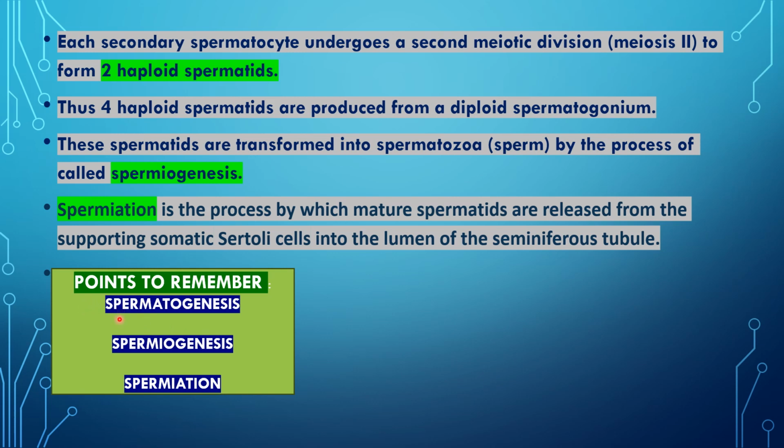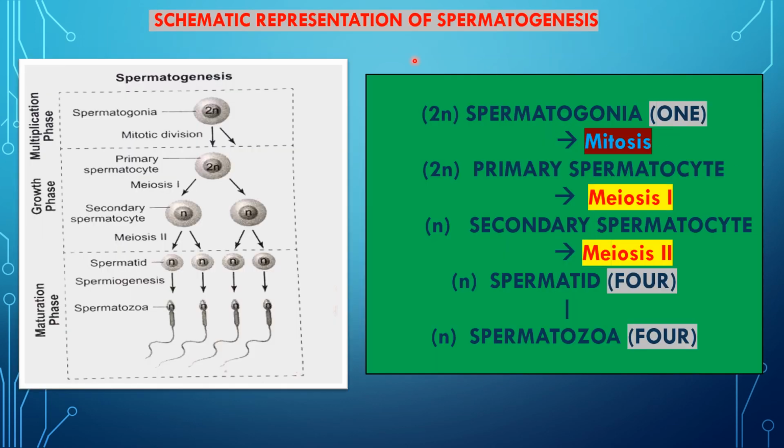So you need to remember all these. You should know how to define what spermatogenesis is, what spermiogenesis is, and what spermiation is. Okay, what is spermiogenesis? That is the spermatids being transformed into spermatozoa. That process is called spermiogenesis. Spermiation is the process by which these mature spermatids are released into the lumen of the seminiferous tubule. So this is all about spermatogenesis.